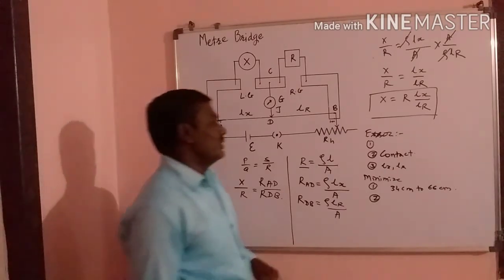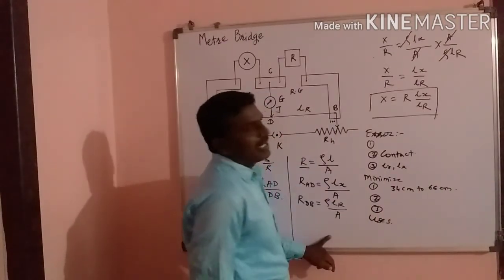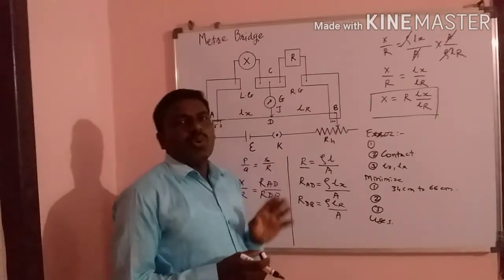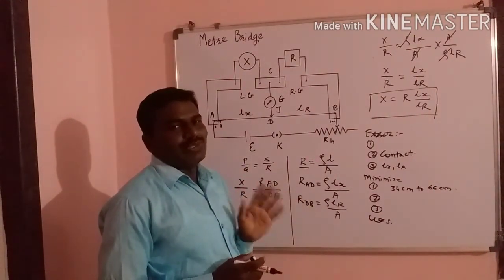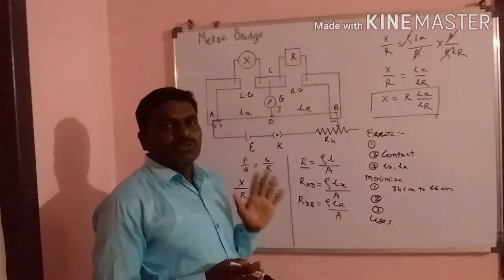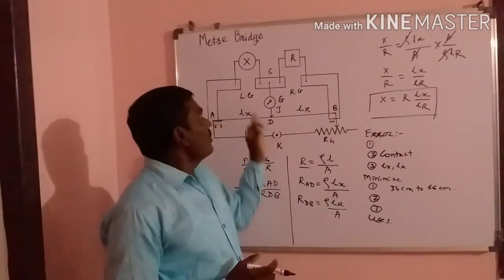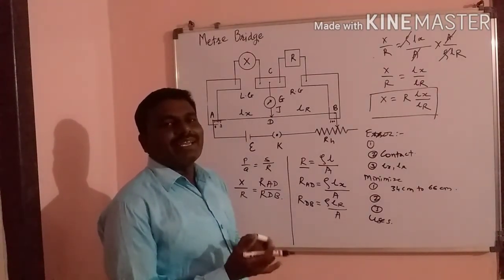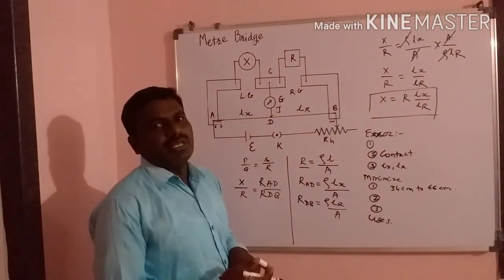Now the uses of the meter bridge. First, we can measure very low unknown resistance precisely. Second, we can also measure the resistance of a galvanometer, and impedance, capacitance and inductance are also measured by using the Wheatstone meter bridge.